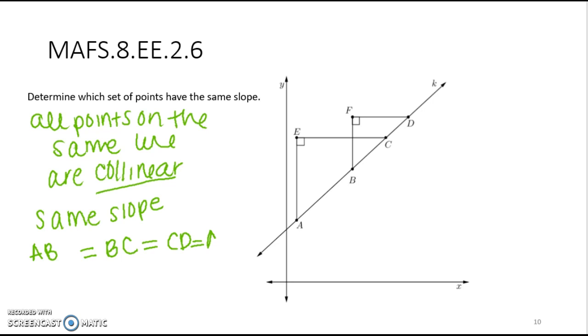Let's take a step back here. So those three slopes are all equal in their reduced form. Another slope that would be the same would be from A to C. Also, another slope that would be the same would be B to D, because for any points on the same line, that slope in its reduced form will always be the same.